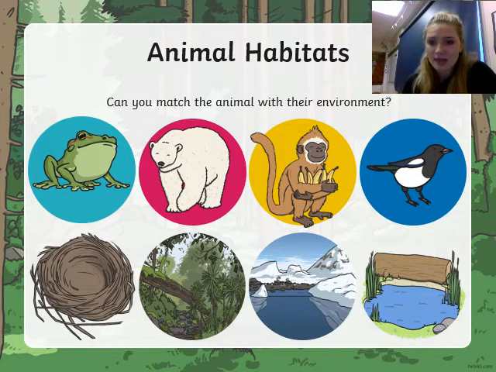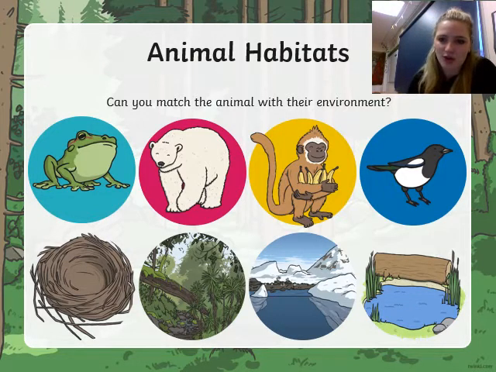Okay, if you can, expand on your sentences and say, I know that the frog's habitat is the because, and you can tell me a little bit more about it, thinking about how they like to live in water or around water. Like the polar bear needs somewhere cold because of its thick fur. The monkey needs somewhere quite warm, and also eats a lot of bananas, so obviously they need to grow in a hot country as well. And obviously the bird, thinking about why their habitat is specific to them. So when you write your sentences, you can expand on them. So I think the frog's habitat is because, and then tell me why you think that. Okay, once you've had a go at doing that, press play and we'll see if you've got the correct ones.